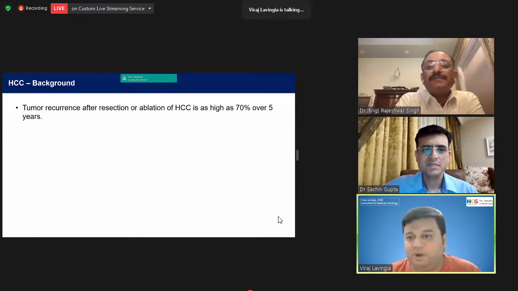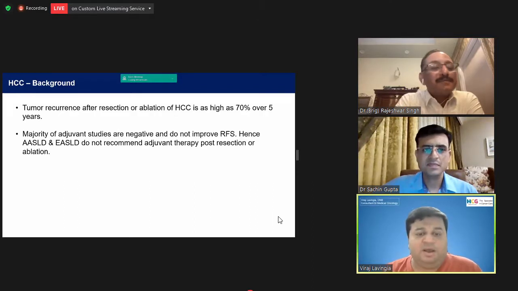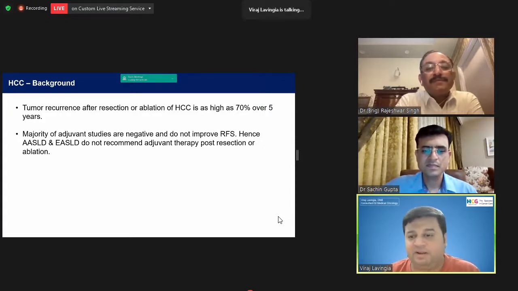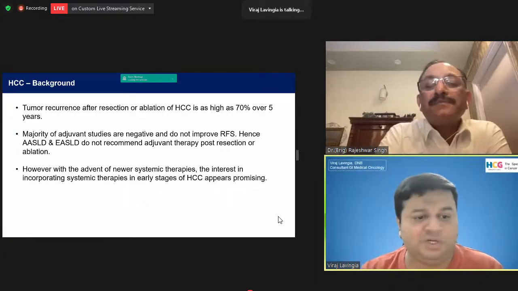So just by doing operation for even early tumors and leaving them alone, half of them are going to die very soon. But unfortunately, all the contemporary studies are negative. They do not improve recurrence-free survival. And rightly so, the American and European guidelines do not recommend adjuvant therapy post-resection or ablation.